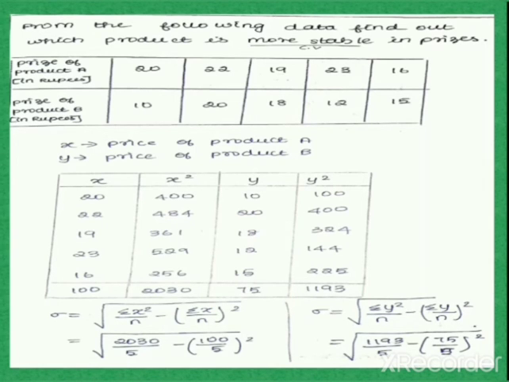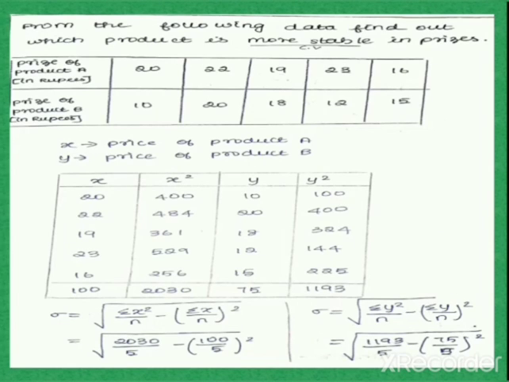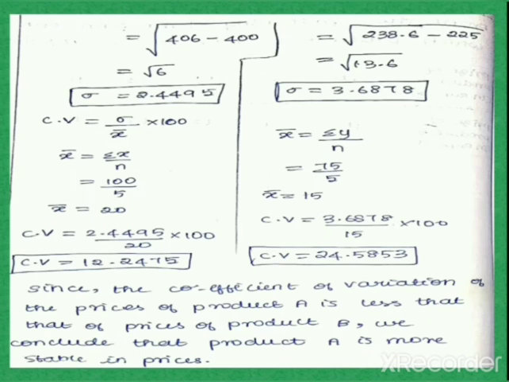Minus summation x, which is 100, divided by 5, the whole square. If you solve this, you will get the standard deviation 2.4495, which is for your product A price. And then if you solve sigma equal to root of summation y square by n minus summation y by n the whole square, you will get the standard deviation 3.6878.